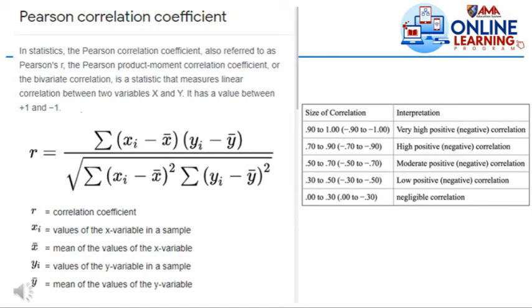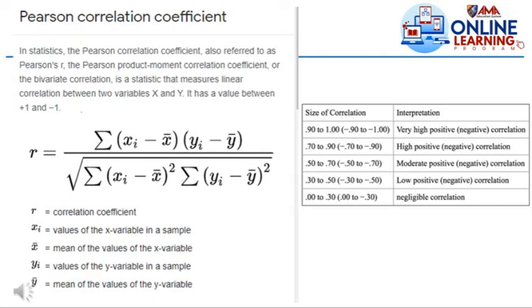Value, your interpretation. If the value of the Pearson R, or the coefficient of correlation r, is 0 to 0.3, we're going to neglect the correlation. It means pwede na natin sabihin na there's no correlation if the value of r is from 0.0 to 0.3.